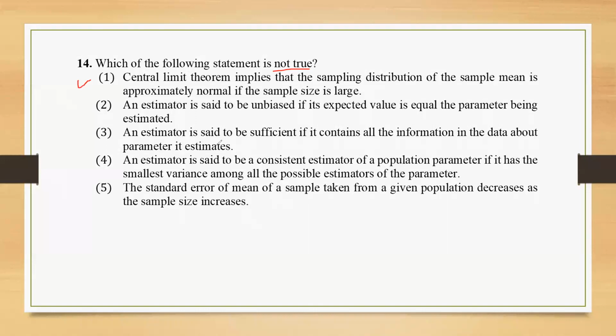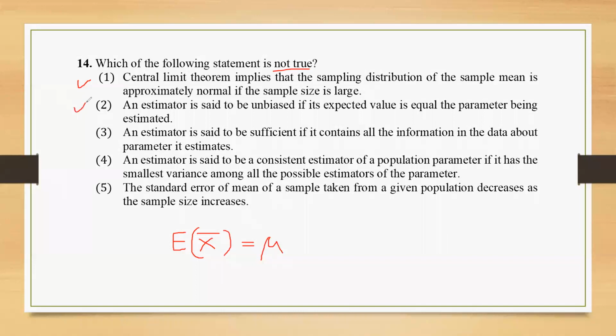Second one, an estimator is said to be unbiased if its expected value is equal to the parameter being estimated. It is also correct, right? As an example, if we consider x bar, the sample mean, and its expected value equals mu, it means x bar is an unbiased estimator for the population mean, mu. හරිනේ නේද? x bar ගේ expected value එක mu ට equal වෙනවා කියන්නේ x bar කියන්නේ mu ට unbiased estimate එකක්. So it is correct.